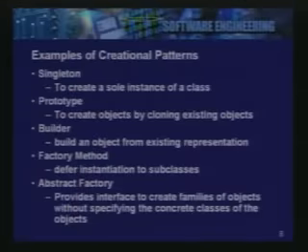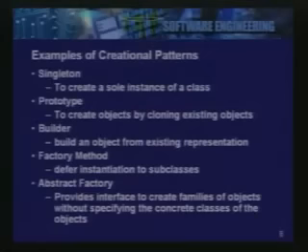Builder pattern creates an object from an existing representation. There is something existing from which you have to create an object. Factory method defers instantiation to subclasses, so that you can have polymorphism on creational methods. An abstract factory provides an interface to create families of objects without specifying the concrete classes of the objects. So these are various kinds of creational patterns. We are only going to go through one or two examples in this lecture.